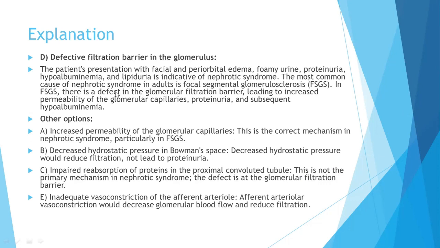And in FSGS, there is a defect in the glomerular filtration barrier leading to increased permeability of the glomerular capillaries, proteinuria, and subsequent hypoalbuminemia. The increased permeability of the glomerular capillaries is the correct mechanism in nephrotic syndrome, particularly in FSGS. But the main mechanism here is the defective filtration barrier in the glomerulus.